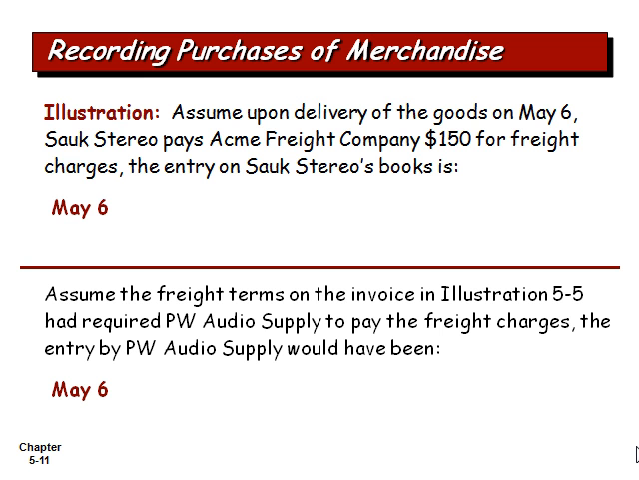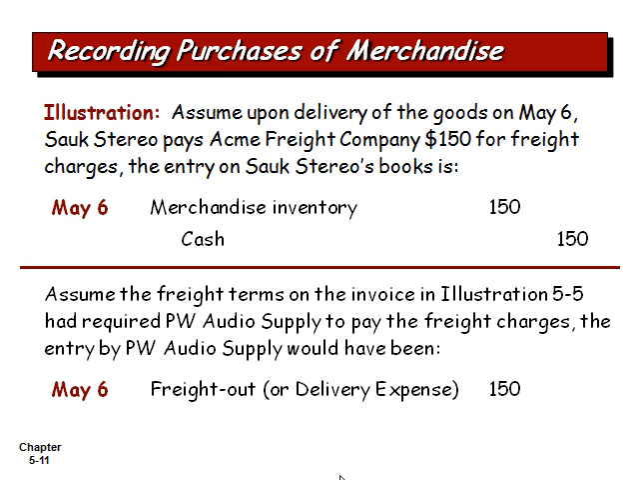So illustration, assume upon delivery of goods on May 6, Sock Stereo pays Acme Freight $150 for freight charges. The entry on Sock Stereo's books is merchandise inventory $150 and cash $150. And bottom assumption here, assume the freight terms on the invoice in illustration 5.5 had required PW Auto Supply to pay the freight charges. The entry by PW Auto Supply would have been freight out or delivery expense and cash. In which case, Sock Stereo wouldn't have had to make any entry.